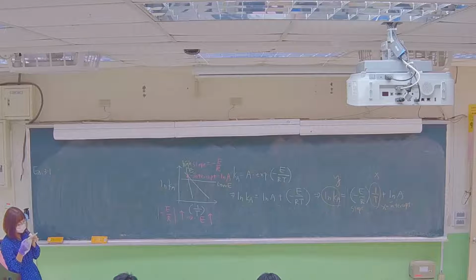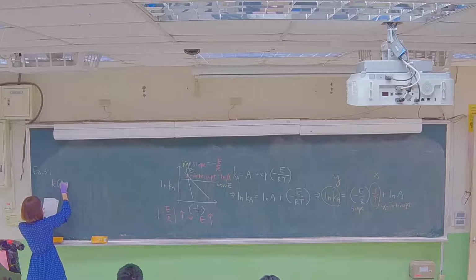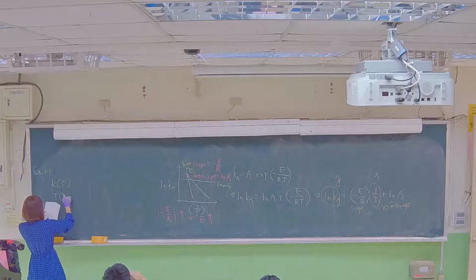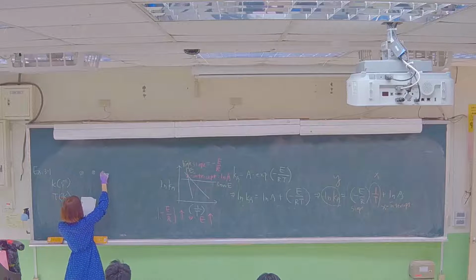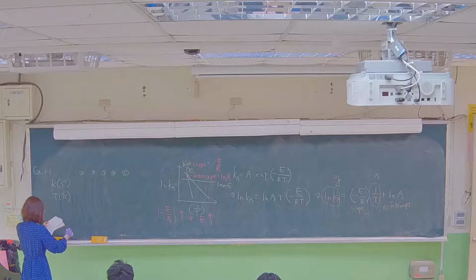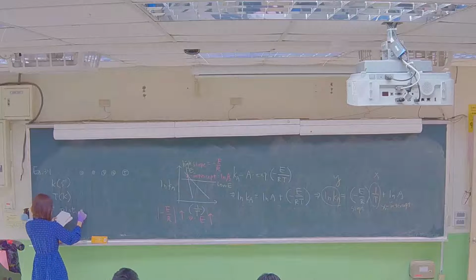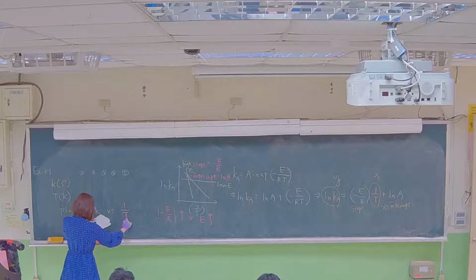Calculate the activation energy for this reaction. And there is a table. The table has the relation of rate constant and the temperature, okay? And there are 5 points. So, see this one, please plot, first plot natural log K versus 1 over T.